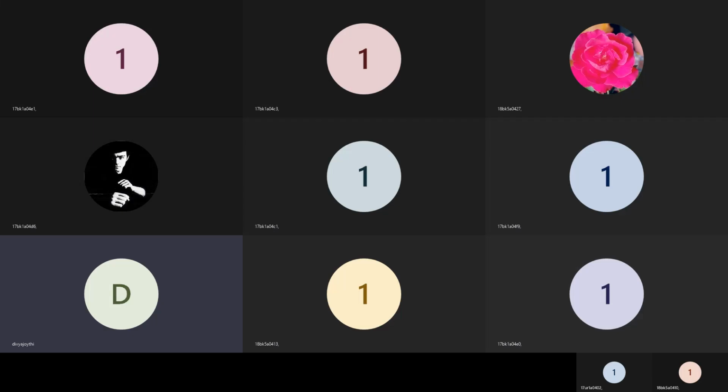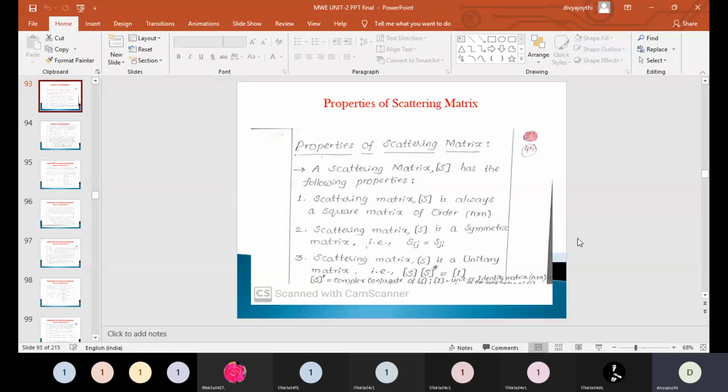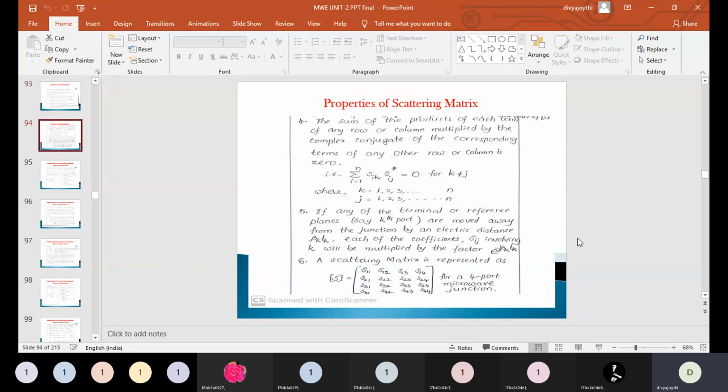The first property is that the scattering matrix should be a square matrix. That means it should be of order n by n. The second property is that the scattering matrix should be symmetric. And the third property is that when you multiply the scattering matrix with its complex conjugate, the resultant should be an identity matrix, or a unit matrix.